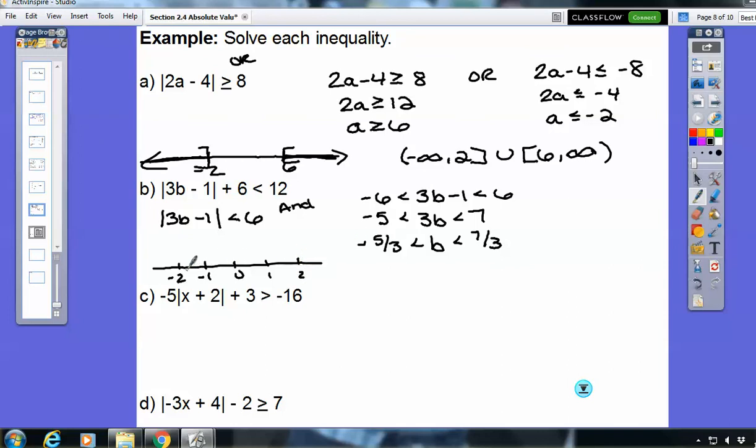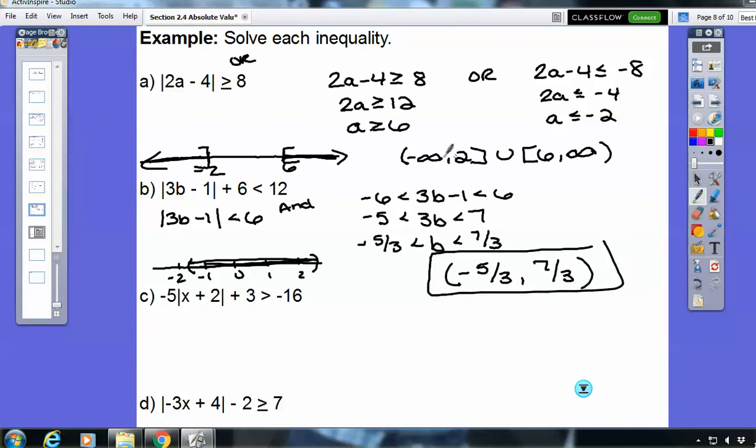Okay, -5/3, that's like -1 2/3. 7/3 is 2 1/3. You're just talking about in between those. When it's an "or" statement, you get two separate pieces. When it's an "and" statement, you should just be getting one interval. It's just in between those two values. So greater than is an "or," you are going to get two separate pieces. Less than is an "and," you have one piece just in between the two.